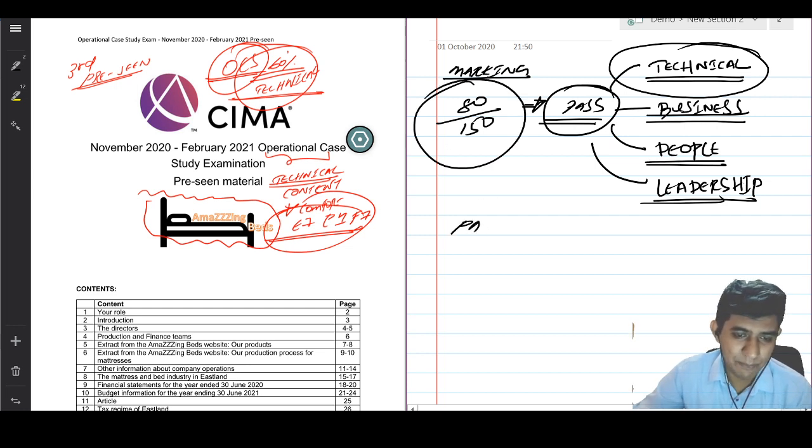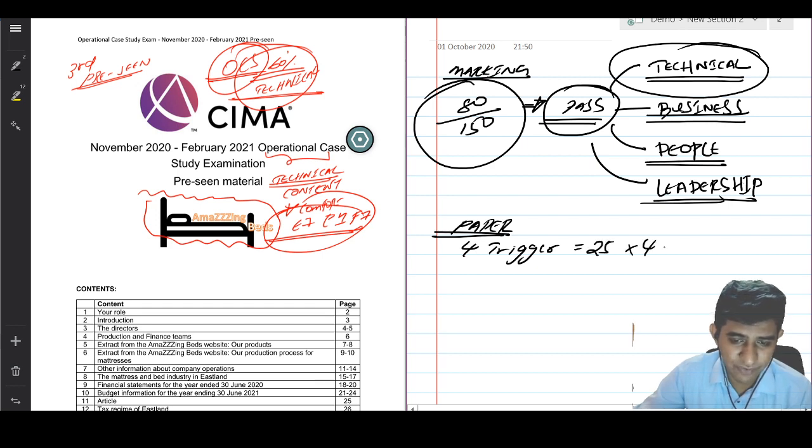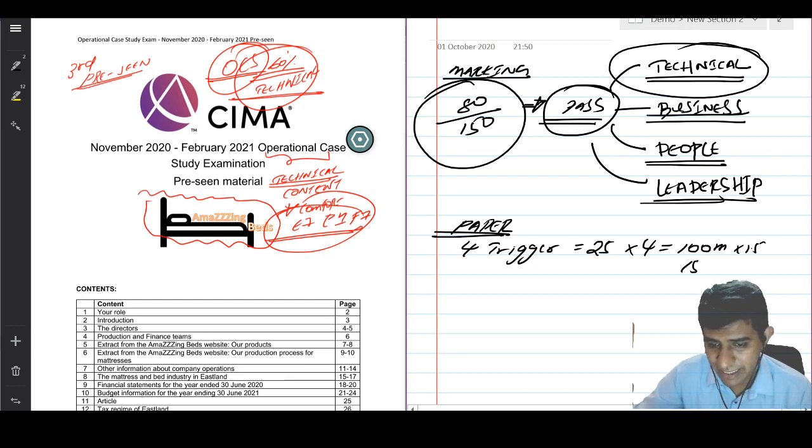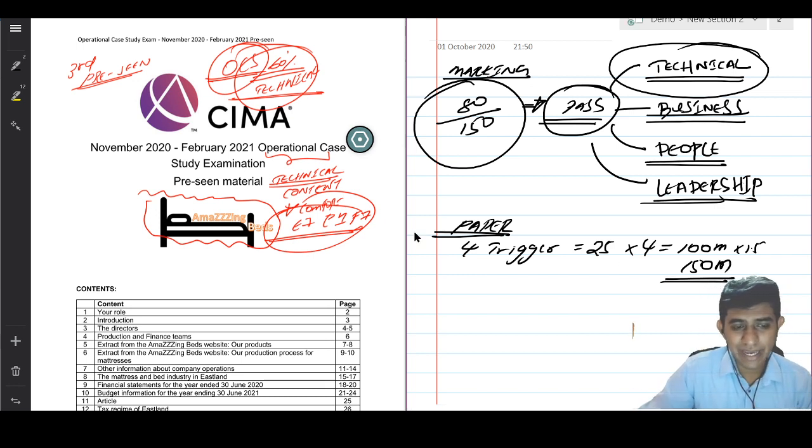And as you know the paper structure, there are generally four triggers, in other words four questions in the examination, which are equally weighted at 25 marks. So 25 marks into 4 is 100 marks, and they multiply by 1.5, where they give it out of 150 marks. So students, now coming into the analysis.